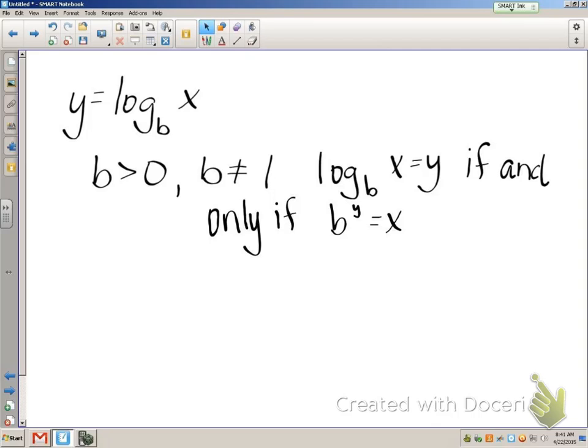To express y as a function of x for the inverse, we write it as what you see here, y equals log with the base b of x. Once again, that's read as log base b of x equals y. If b is greater than 0 and b is not equal to 1, then this equation is true if and only if b raised to the y power equals x. So one more time, you would read this as y equals log base b of x.